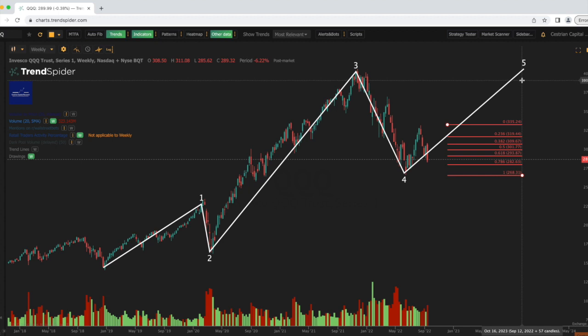But for now, our house view is bullish on the NASDAQ, and we hope that we've been able to demonstrate that with little practice, anyone can use these Elliott Wave and Fibonacci tools.